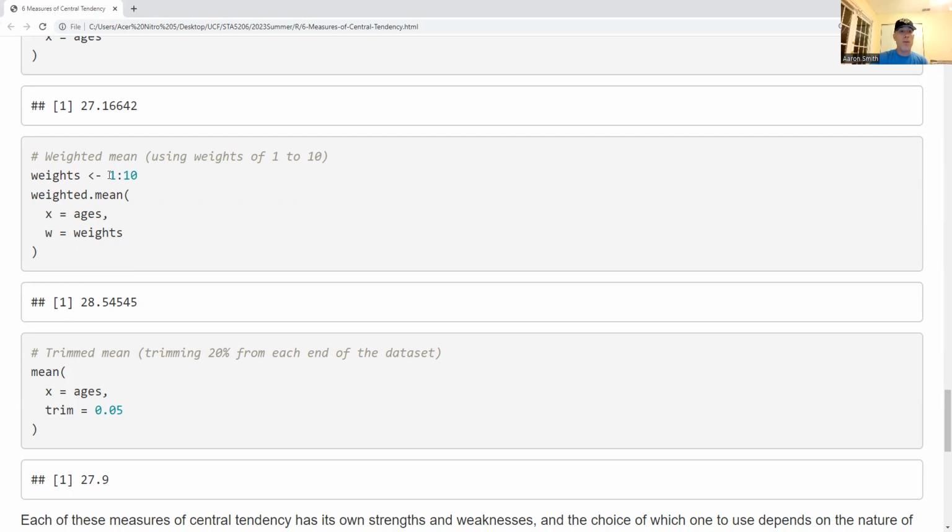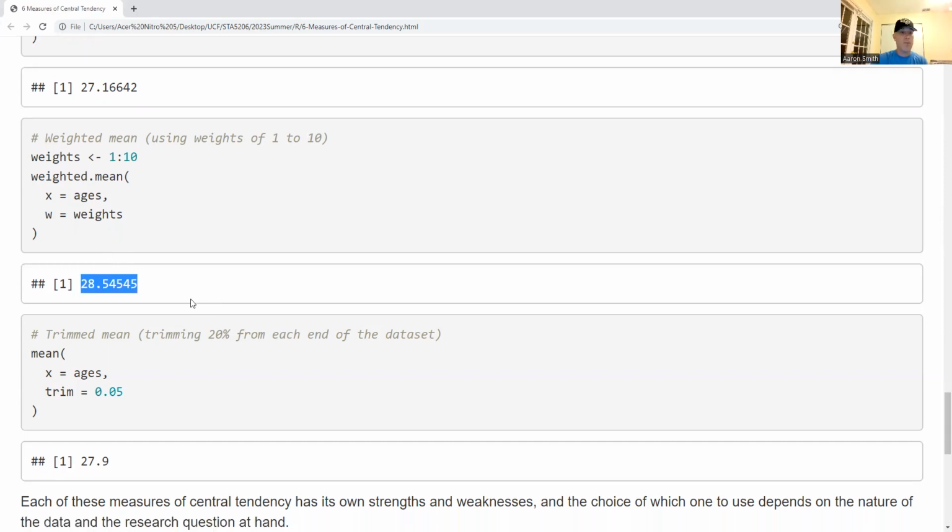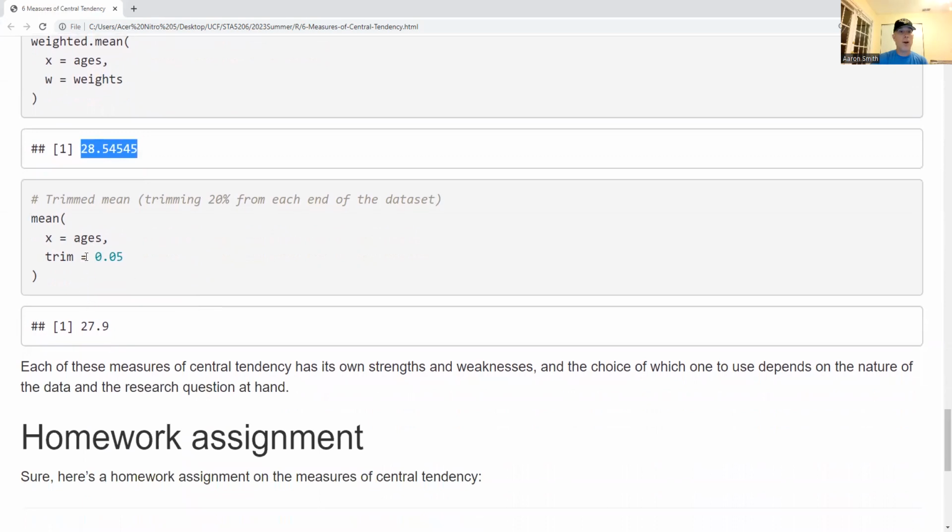What we're going to do, we're going to multiply each of the weights with our observed data, add them up. Then I'm going to divide that sum by the sum of 1 to 10. And we see we get about 28.5. Now the trim mean, I just declare how much I want to trim off from each side of the data set. So here we're trimming off 20% from each side of the data set, and we can see we get 27.9.